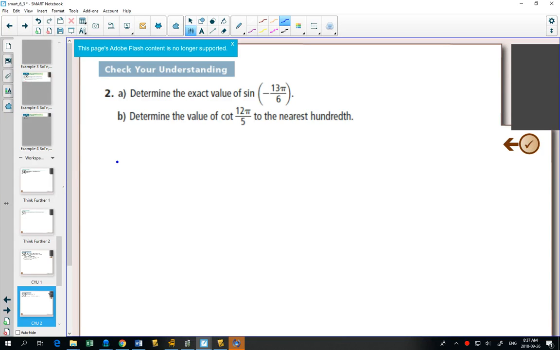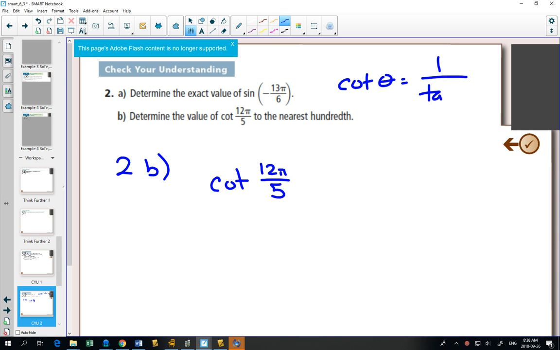We're just going to do 2b right now, and 2b is really simple in that we have to use our calculator, but a little bit tricky because there's no cotangent button on our calculator, and a little bit tricky because this time it's in radians. So notice the angle inside of cotangent is 12 pi over 5. So cotangent of 12 pi over 5, because our definition of cotangent is that it's 1 over tangent.